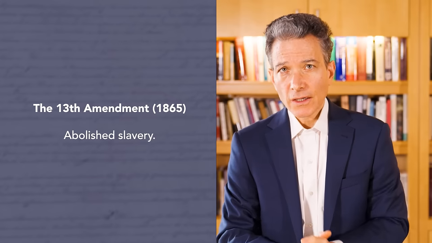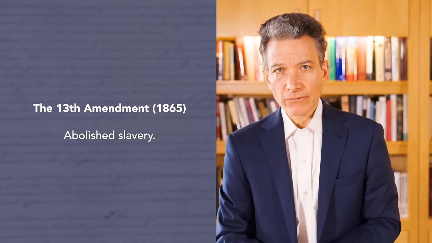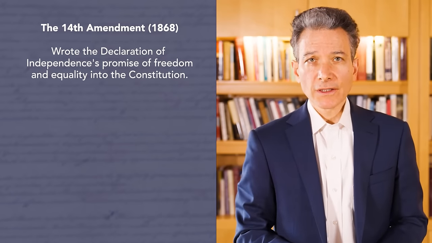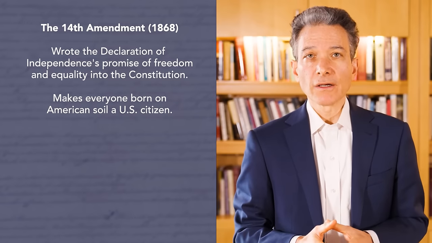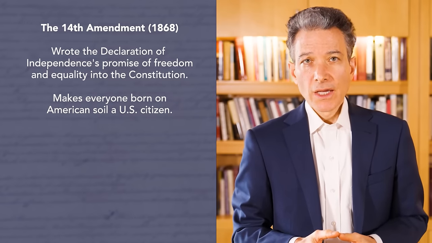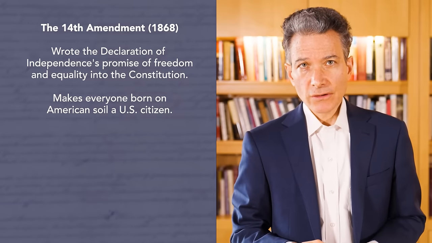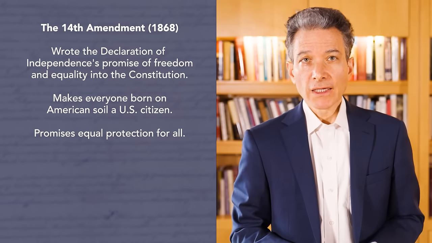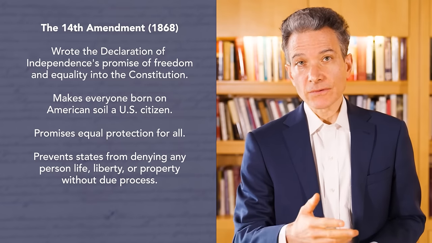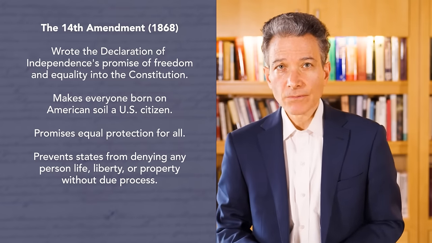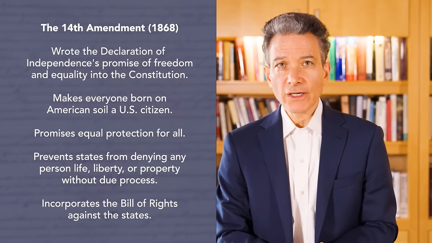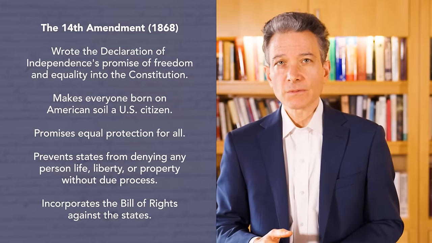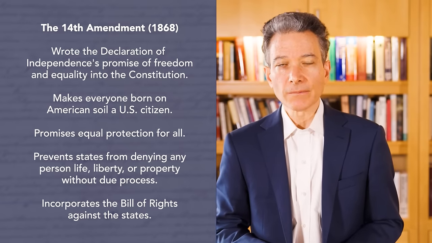The 13th Amendment, ratified in 1865, abolished slavery. The 14th Amendment, ratified in 1868, inscribed the promise of freedom and equality into the Constitution. It made everyone born on American soil a U.S. citizen, overturning the Dred Scott decision. It promised equality or equal protection for all persons, as well as preventing states from denying any person life, liberty, or property without due process. It also incorporated the Bill of Rights against the states and ensured that the states couldn't violate the fundamental freedoms like free speech and religious liberty guaranteed in the original Bill of Rights.